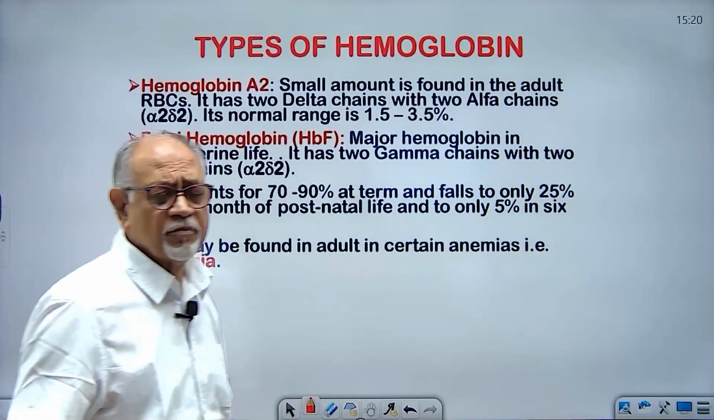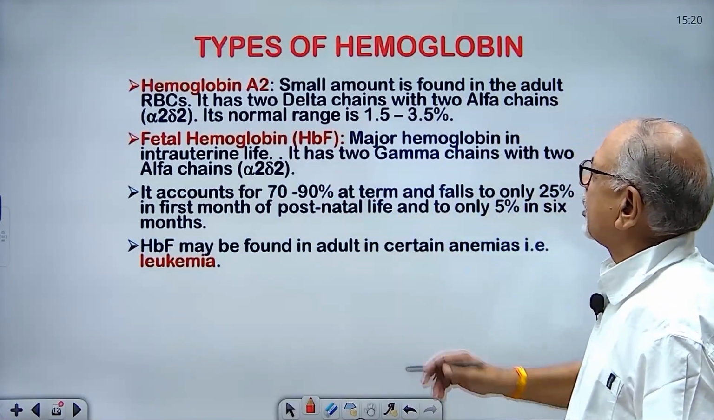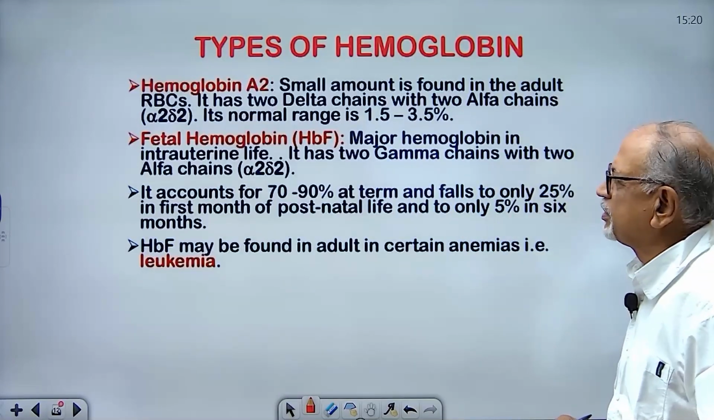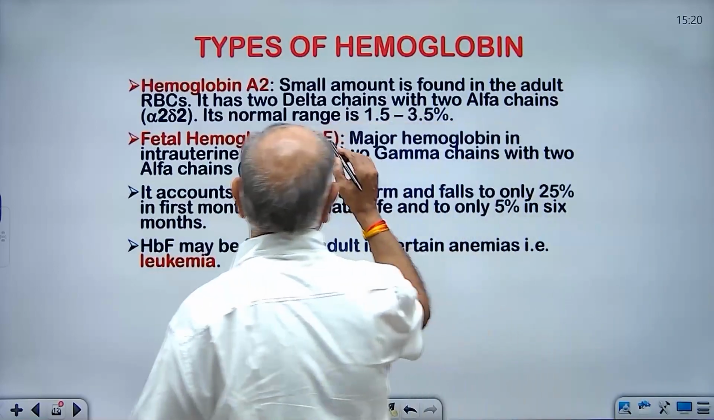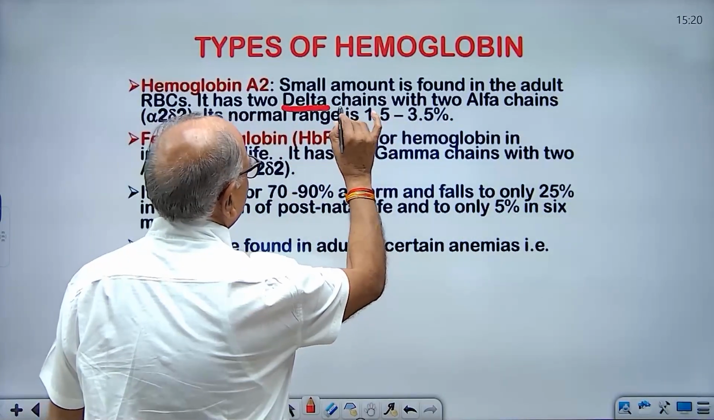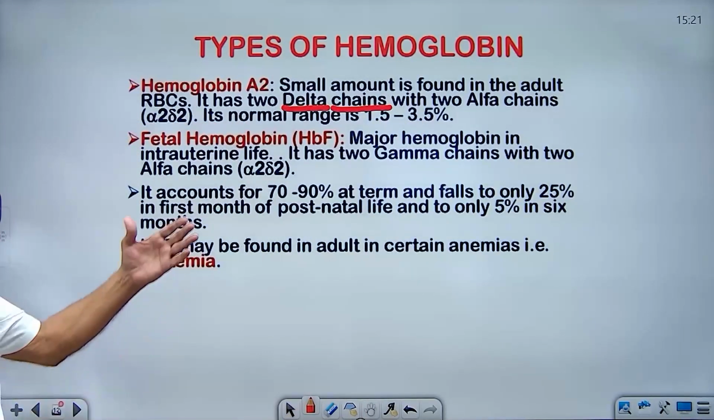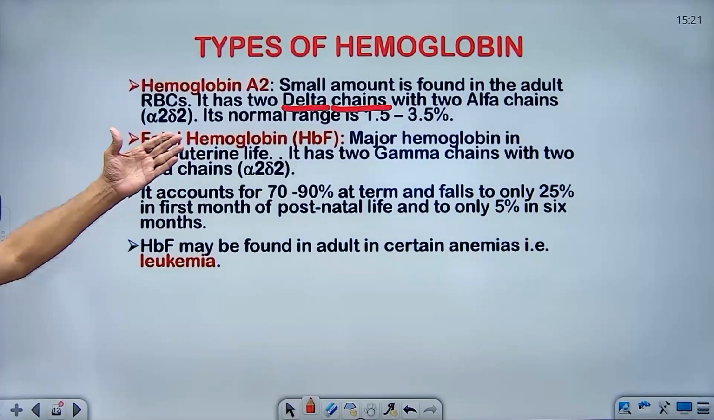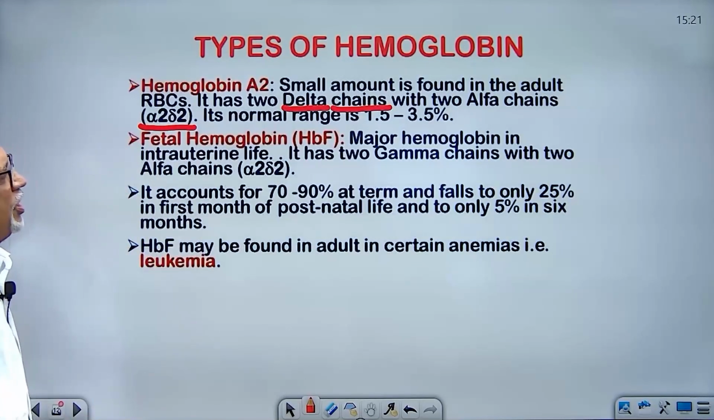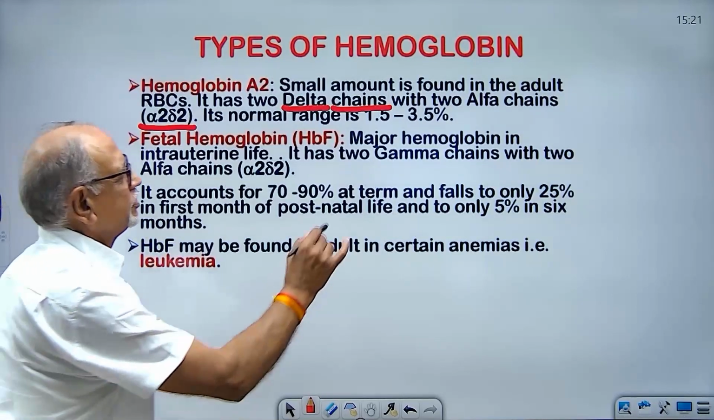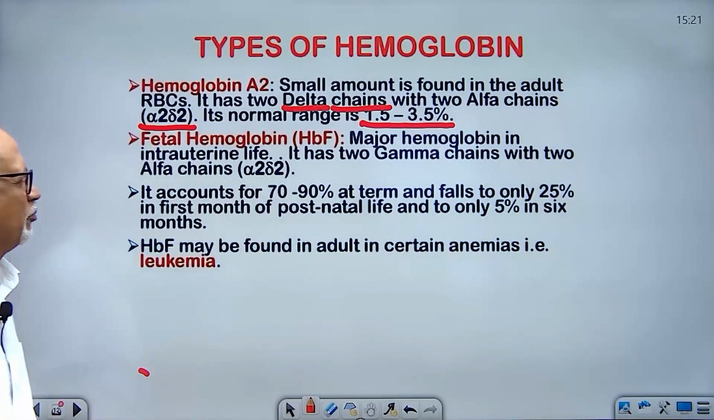Now, another type of hemoglobin is hemoglobin A2. A very small amount is found in the adult. It has 2 delta chains and 2 alpha chains. In hemoglobin A, it was 2 alpha chains and 2 beta chains. Here, with 2 alpha chains, there are 2 delta chains. Its normal range in the adult is about 1.5 to 3.5% only.